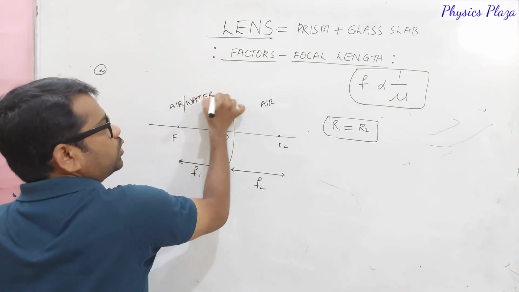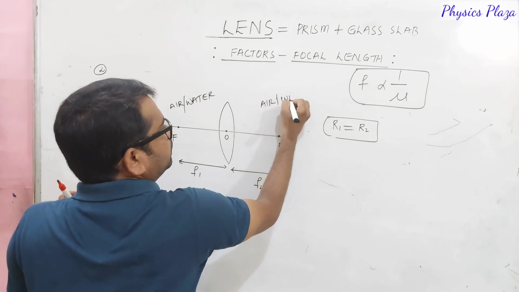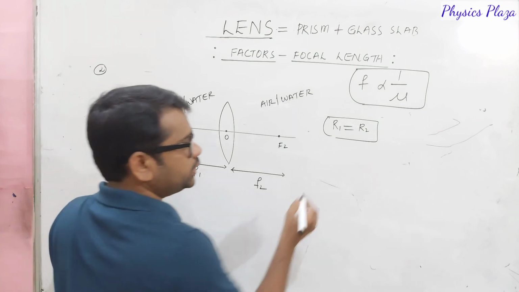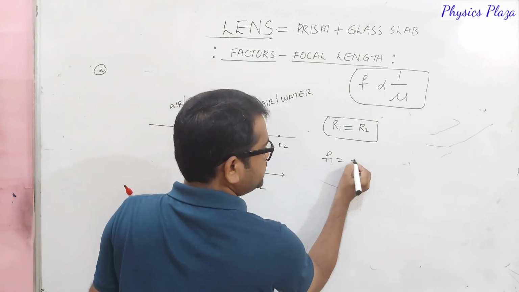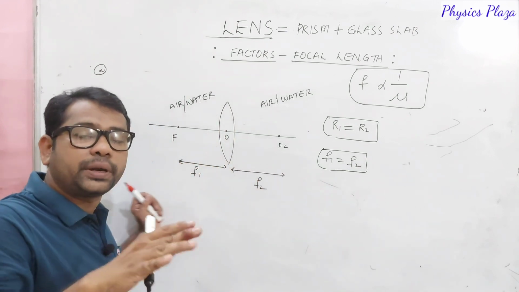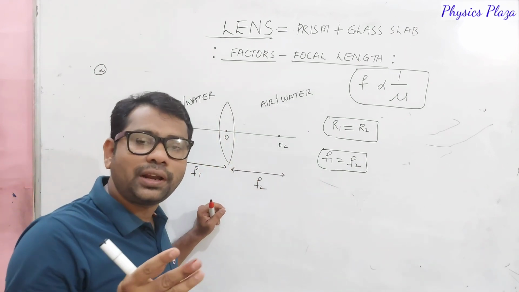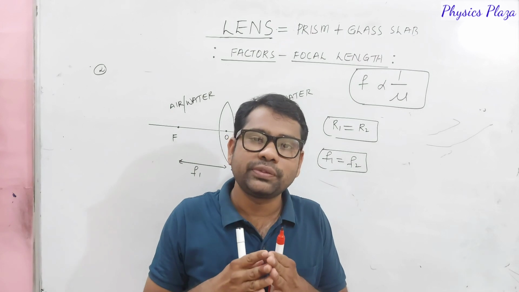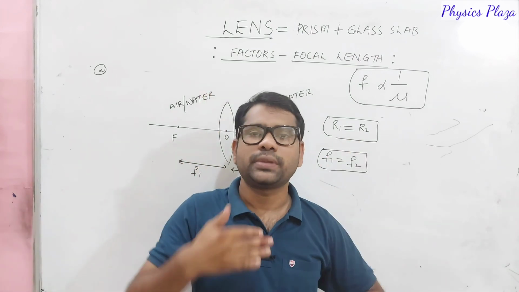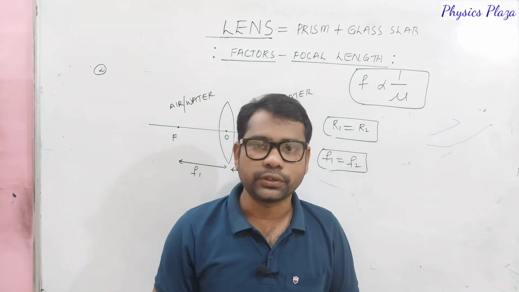If both sides is water, it means both side medium also must be the same. Then you can say that f1 is equal to f2, the focal length of that particular lens. But in general, whenever we are doing experiments with the lens, it is placed in air. So obviously both sides medium will be the same. That's why generally we will take f1 is equal to f2.